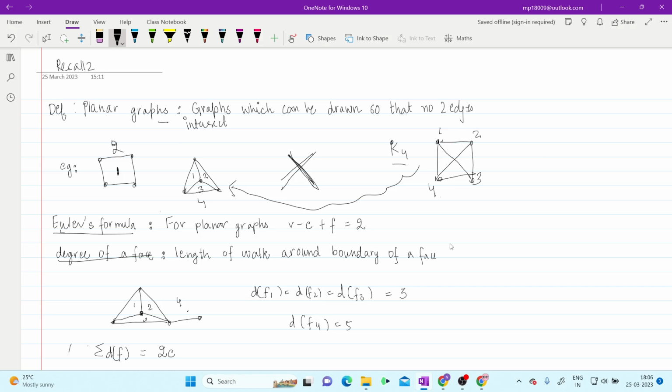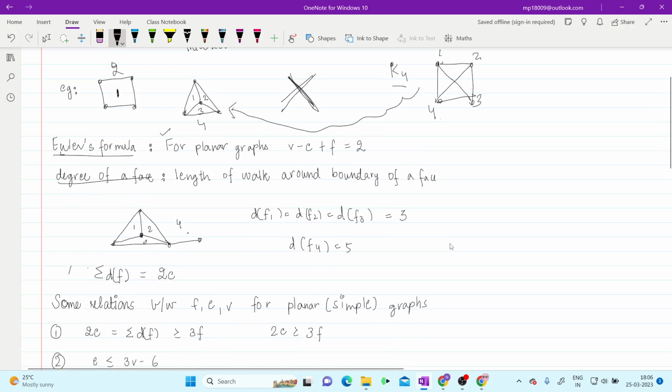And for planar graphs, we have this nice relation: the number of vertices minus the number of edges plus the number of faces will always be equal to 2. This is true for planar graphs. Now, we had a notion of degree of a vertex. Similarly, there is also a notion of degree of a face. Degree of a face is just the length of the walk around the boundary of that face.